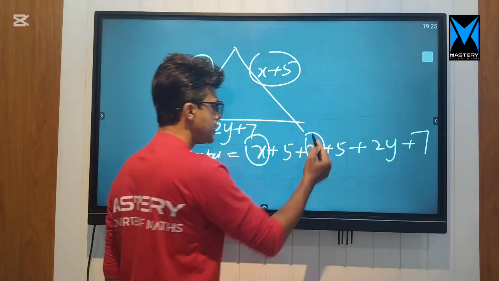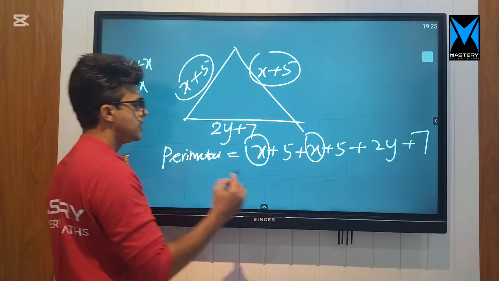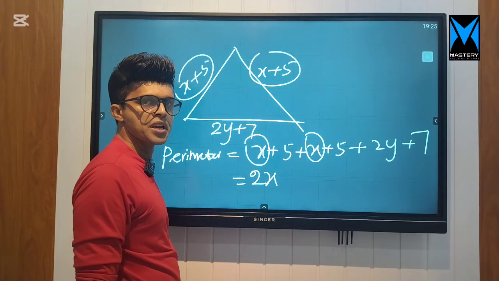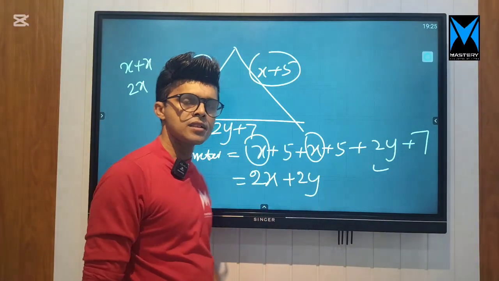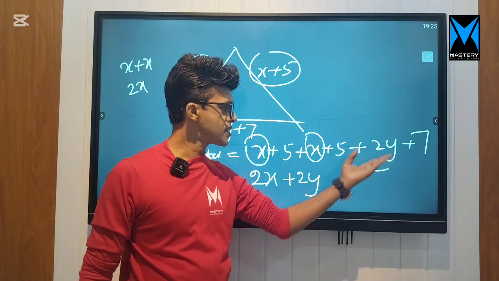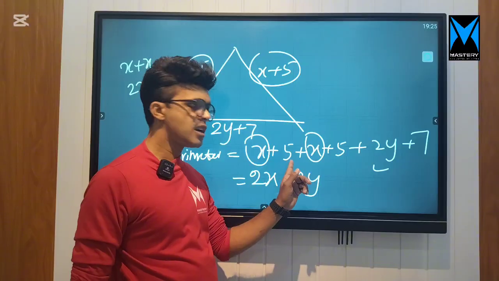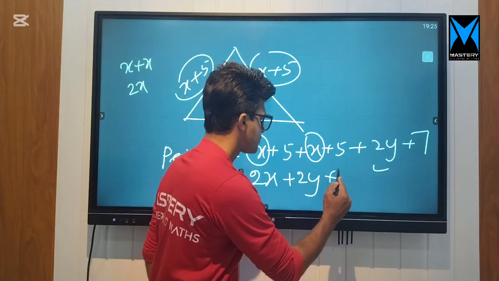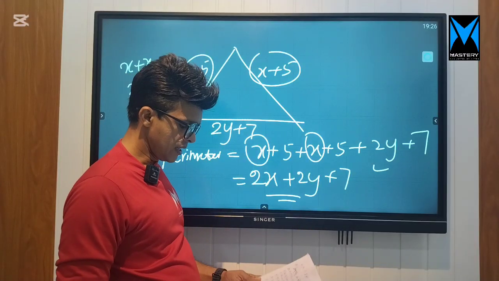Here x plus x equals 2x. Also, you are able to generally write unknown terms first, so this 2y can be written here. There are no other y terms, therefore it's not added with any other y term. This is the only y term that you would see here. So these values can be added: 5 plus 5 is 10, plus 7 is 17. This is the perimeter of this triangle.